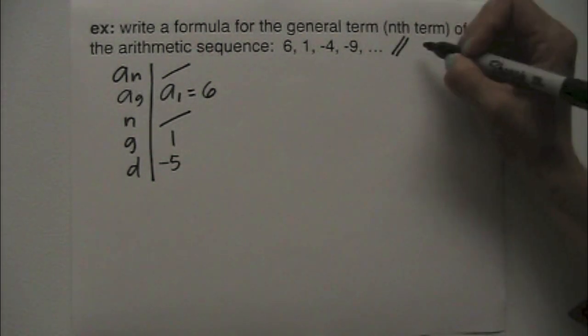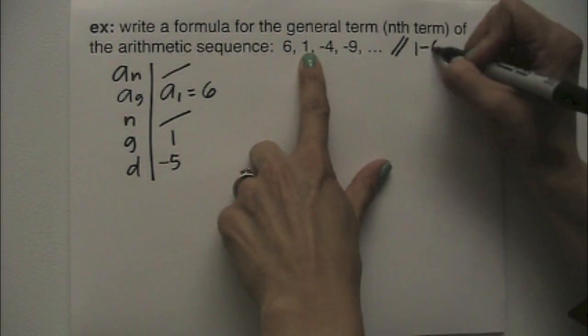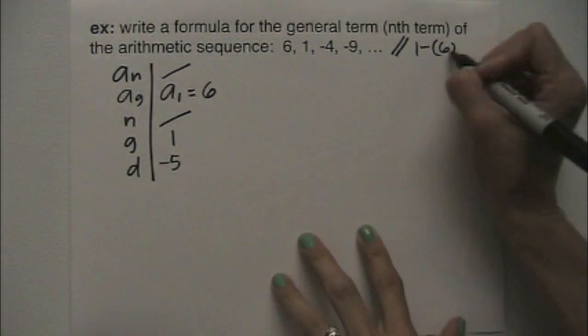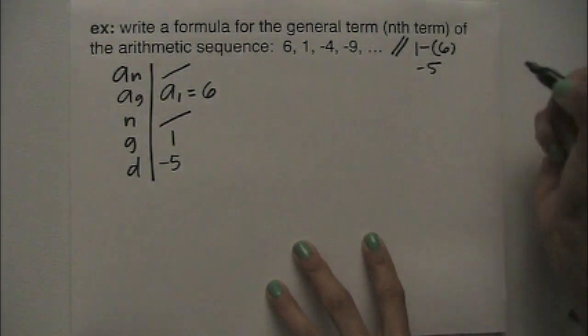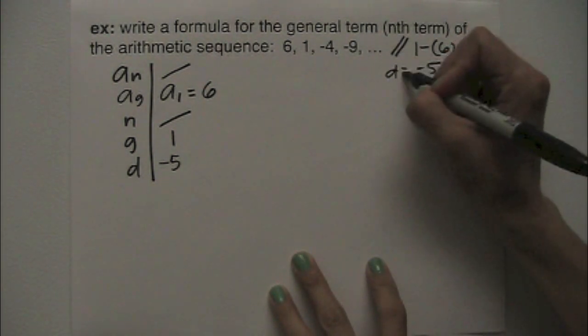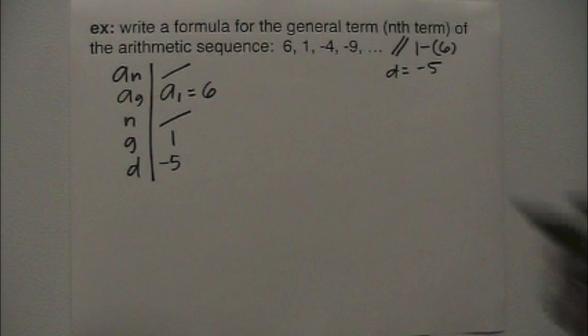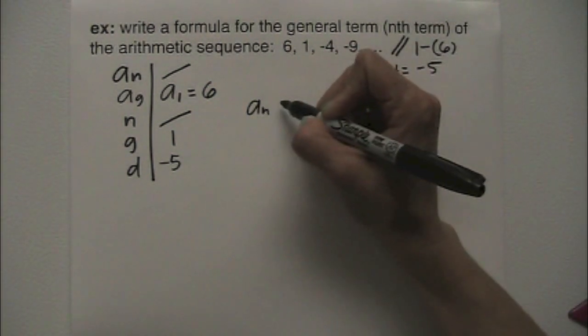If that doesn't make sense, you can always take one term and subtract the term before it. And then you can see that that's going to give you -5 as your common difference. Okay, let's go ahead and plug everything into the same formula.